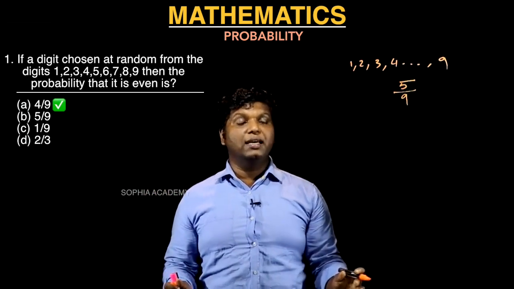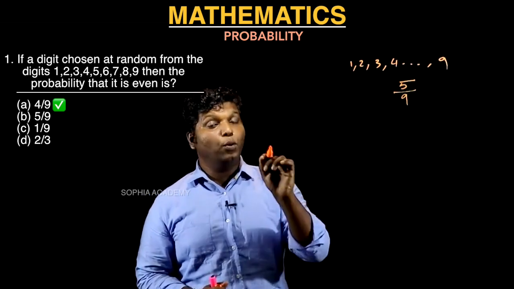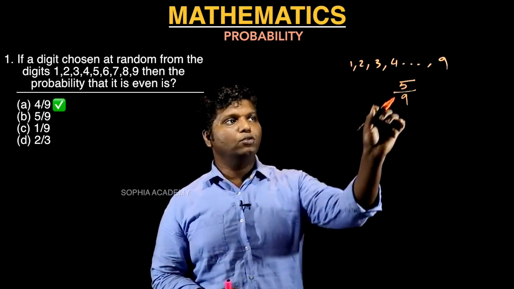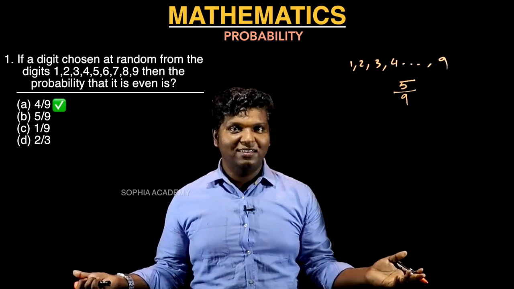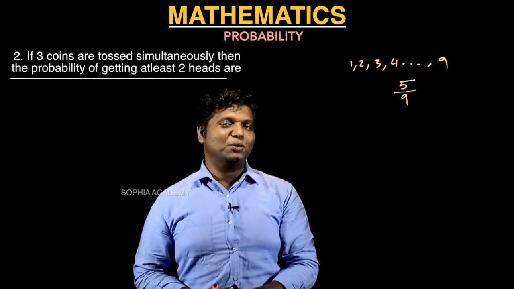So this is the way to understand a question. Total outcomes, how many there are, you have to write in the denominator part. And your favorable outcome, you have to mention on the top. That's it. That's your answer. Hope you understood, right? Going to the next question.